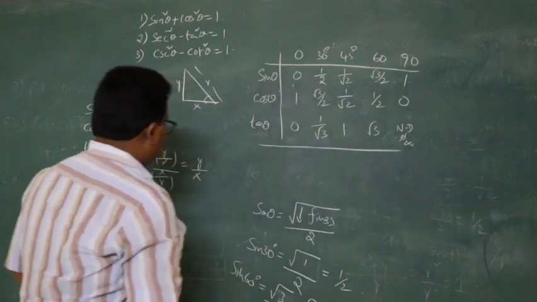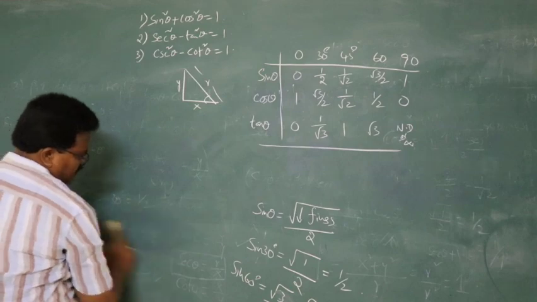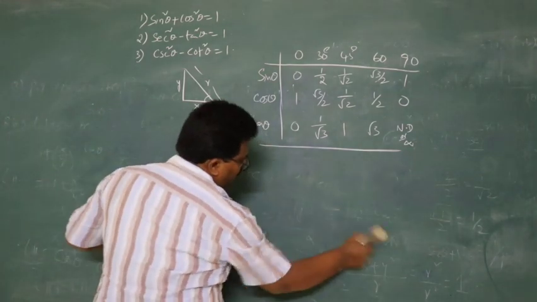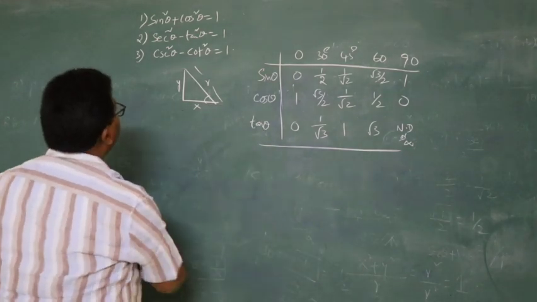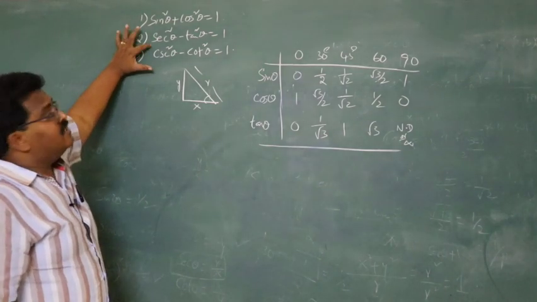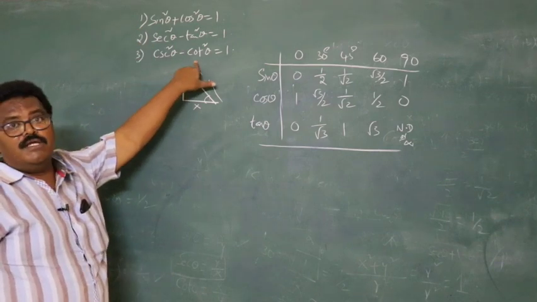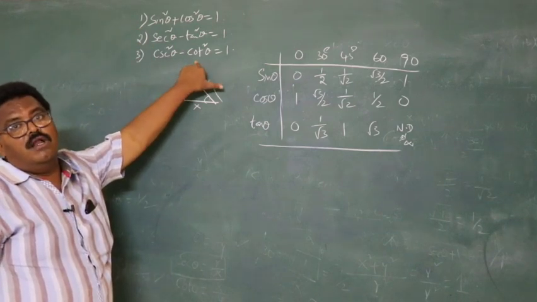So these are the basic concepts in trigonometry, and the basic identities are sin square theta plus cos square theta equal to 1, secant square theta minus tan square theta equal to 1, and cosecant square theta minus cot square theta equal to 1.